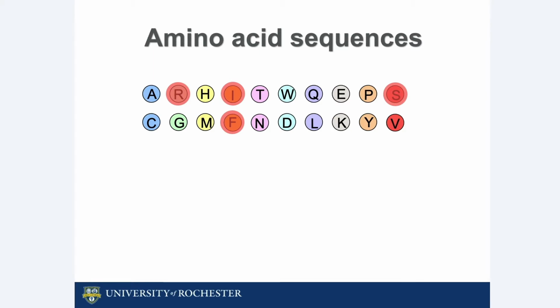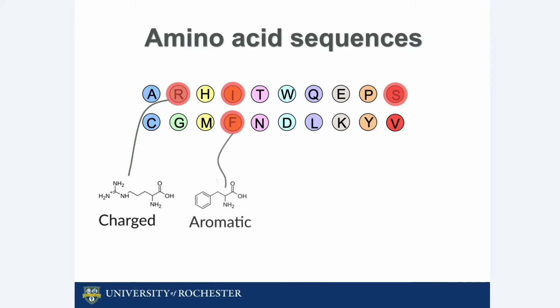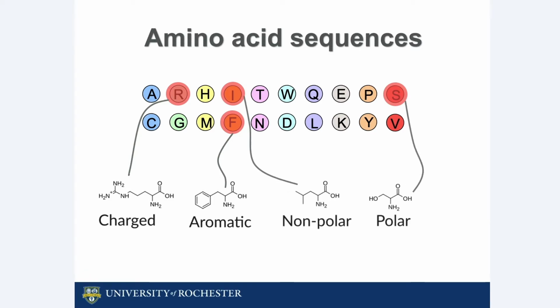Each amino acid has a different structure, resulting in different properties. For example, some have a positive or a negative charge on them. These are called charged amino acids. Some amino acids have rings of carbons in them. These are called aromatic amino acids. Some amino acids can be characterized as polar or nonpolar. When we generate peptides or proteins, we can combine these amino acids in any order. The sequence determines the properties of the generated macromolecule.